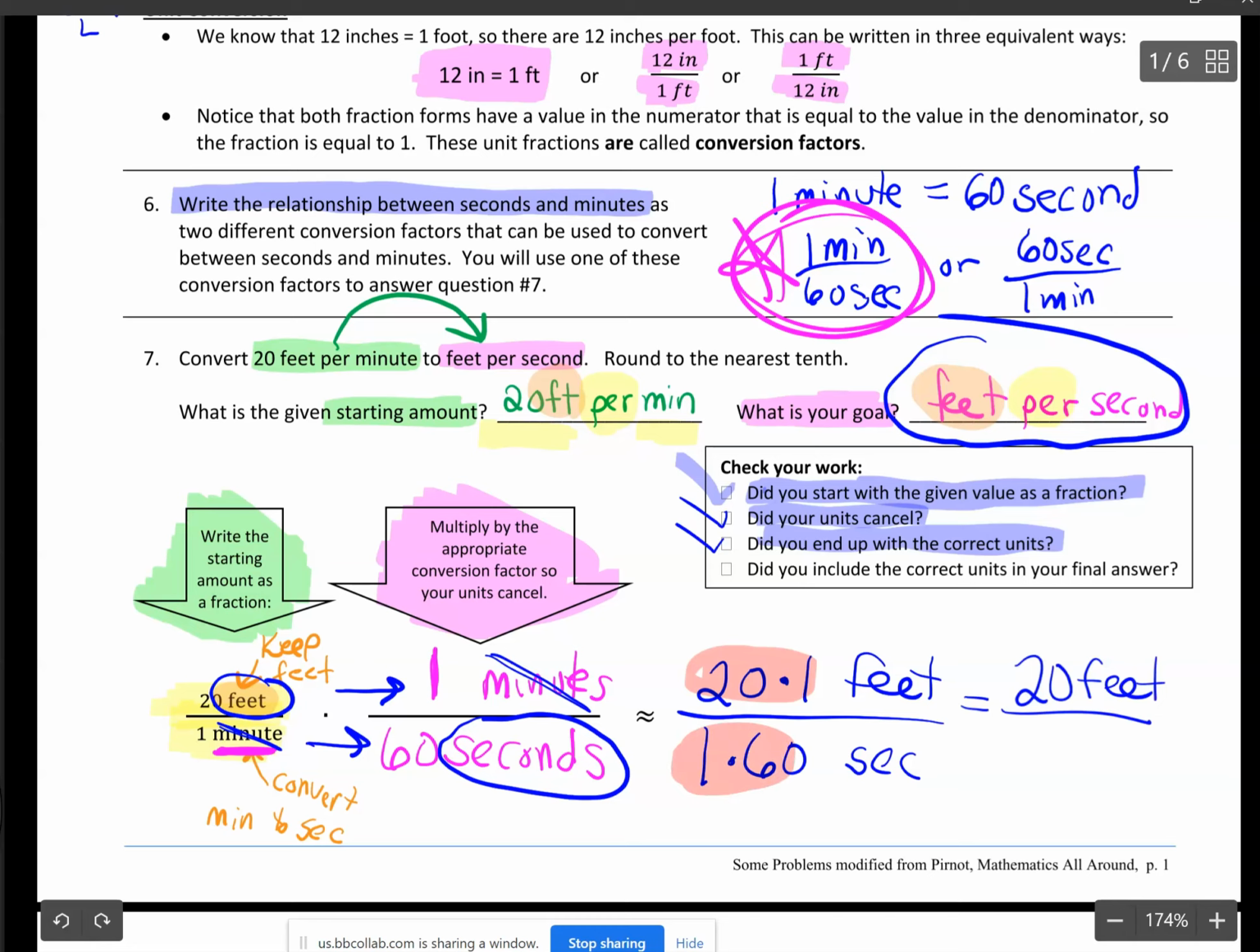1 times 60 is just 60. I have 60 seconds on the bottom. But they want feet per second, per 1 second. So what you're going to do is divide top divided by bottom. Do top number divided by bottom number on your calculator to get the feet per second. So that's going to be 0.3 repeating feet per second.